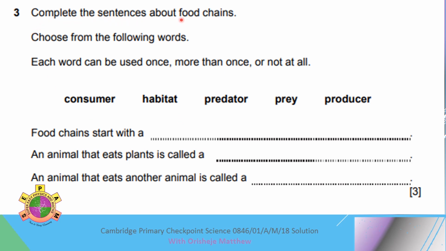Question 3. Complete the sentences about food chain. A food chain starts with a producer. An animal that eats plants is a consumer. An animal that eats another animal is a predator, while prey is an animal that is eaten by another animal. All right, that is prey.